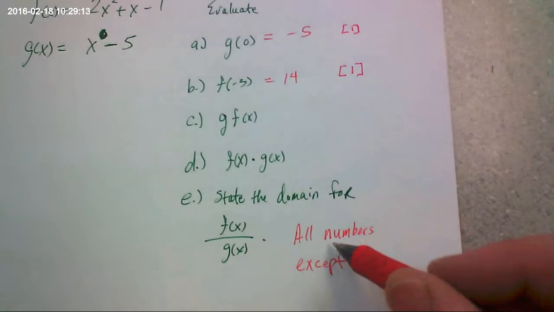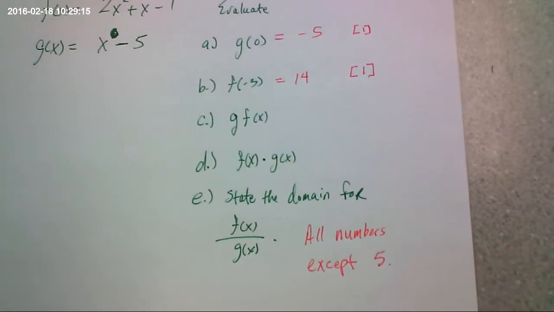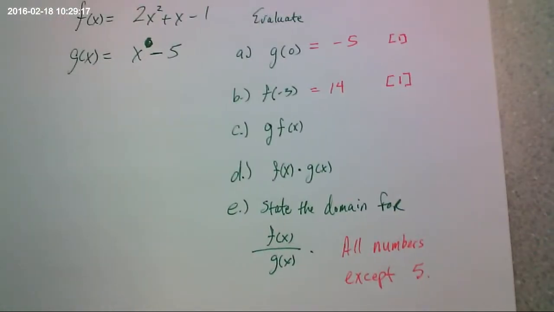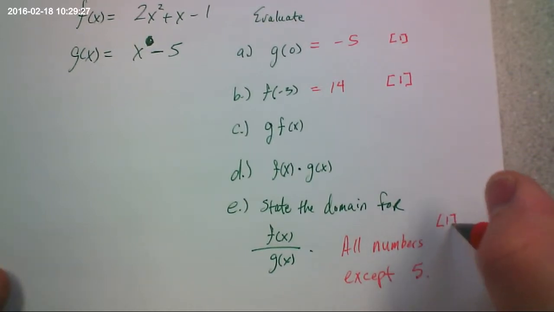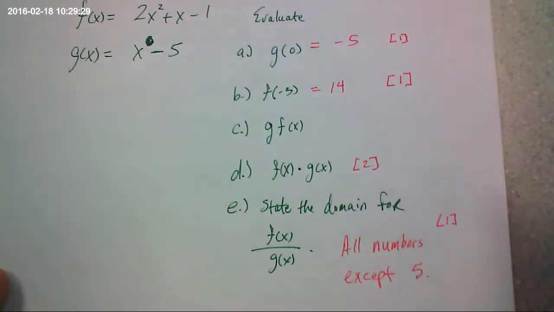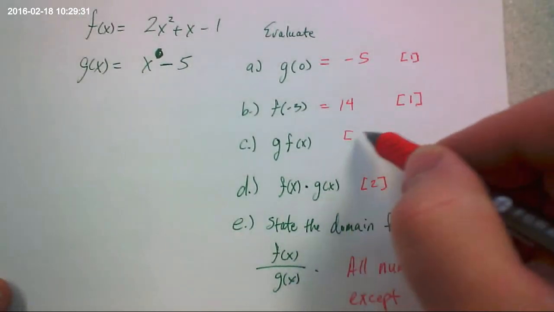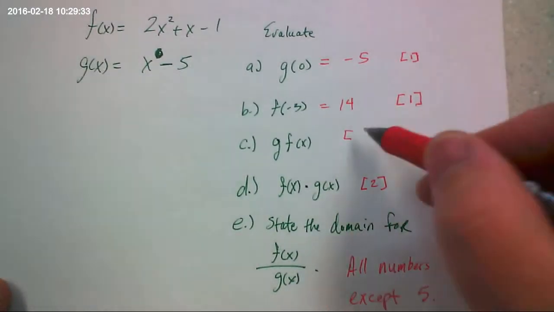It's creepy. All numbers except 5. That would be the domain. We good, Sam? Yeah. How many points down? That's probably worth 1 point also. Yeah. This is probably worth 2 points. And this is probably worth 2 points too.